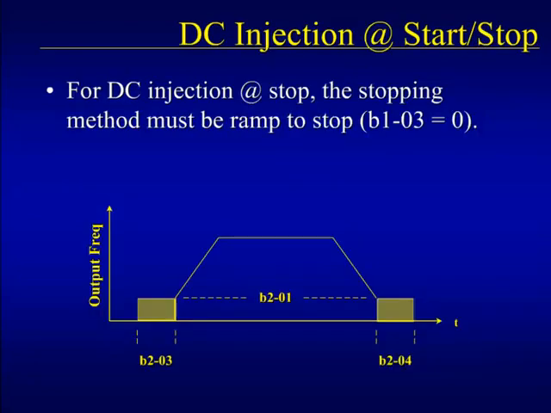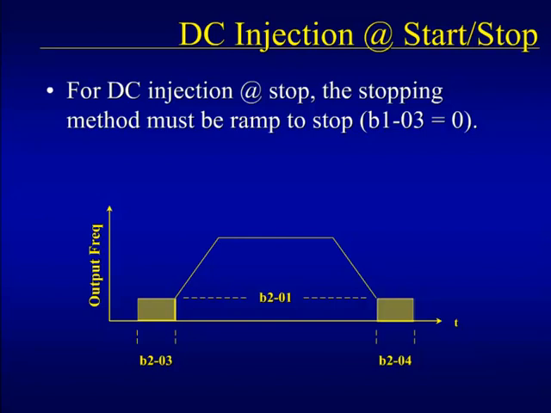DC injection can also be programmed to occur for a programmed length of time after the drive has ramped down to a stop. This is known as DC injection at stop. Note that in order for DC injection at stop to work, the stopping method must be set for ramp to stop. DC injection can also occur immediately after a run command has been given to bring a coasting motor to a stop or build up initial excitation in the motor. This is called DC injection at start.